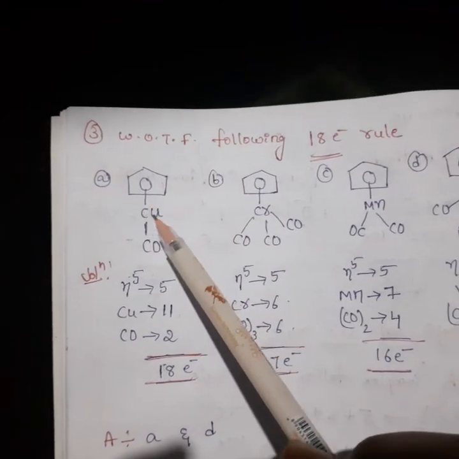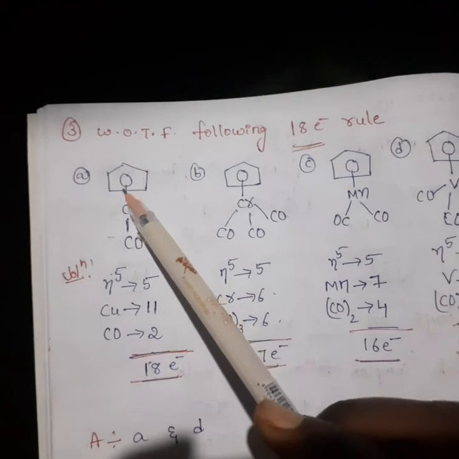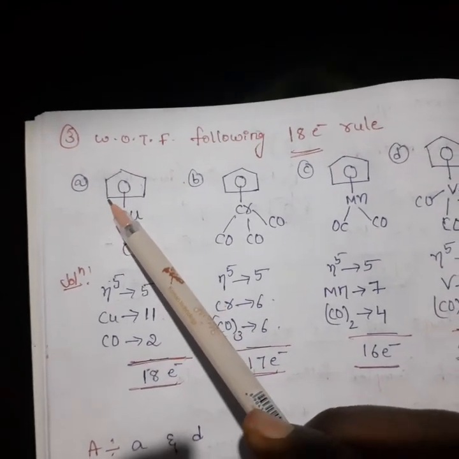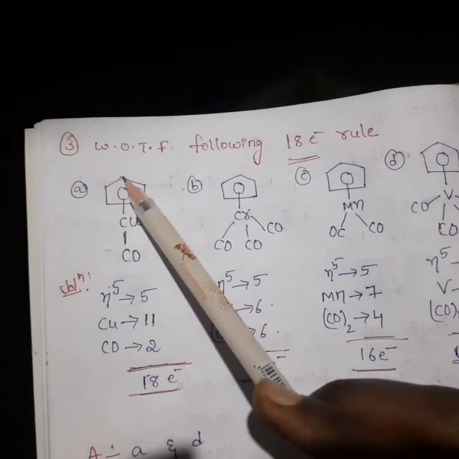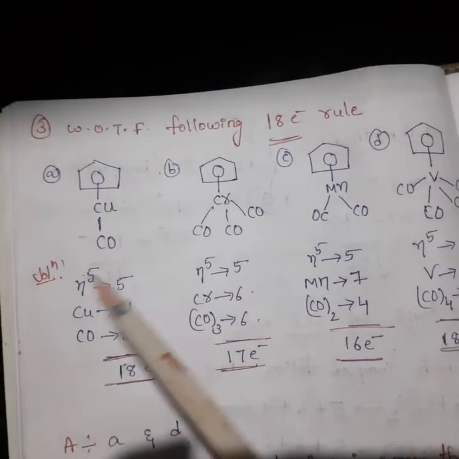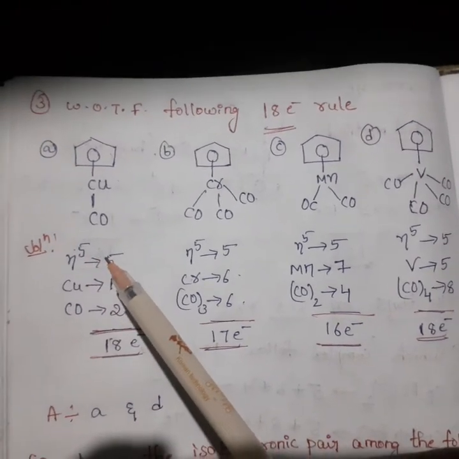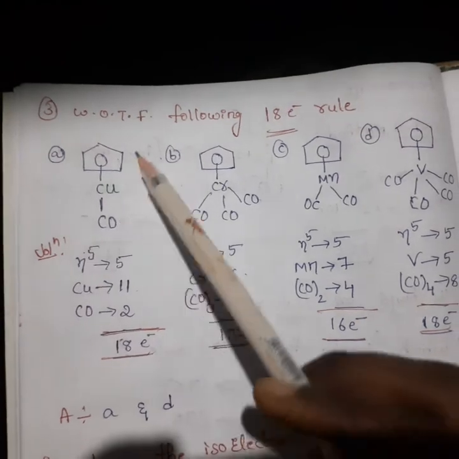Actually this is the metal. This metal is connected to this circle. So here we have to count the number of atoms present in this. So 1, 2, 3, 4, 5. So here the hapticity is 5. If you have watched my previous video, then you will easily understand this. So here the hapticity is 5.